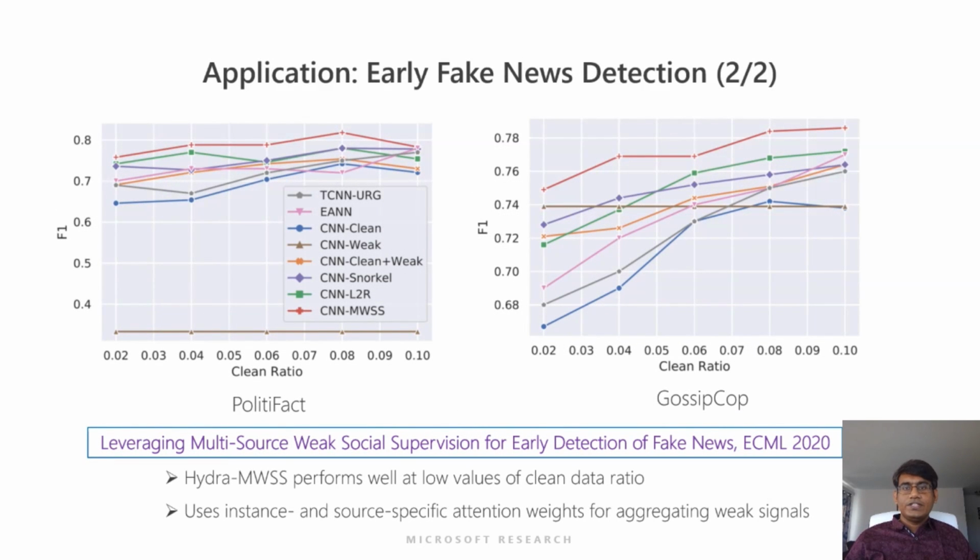We apply this for fake news detection in two popular fake news benchmark datasets, namely PolitiFact and GossipCop. Hydra, shown as the topmost curve, performs better than other state-of-the-art methods including Snorkel. Also, the performance gap between Hydra and the other methods increases as you decrease the amount of clean label data to learn from. This is given by a low value of the clean data ratio. Additionally, Hydra learns instance-specific and source-specific weights for aggregating weak signals from multiple sources.